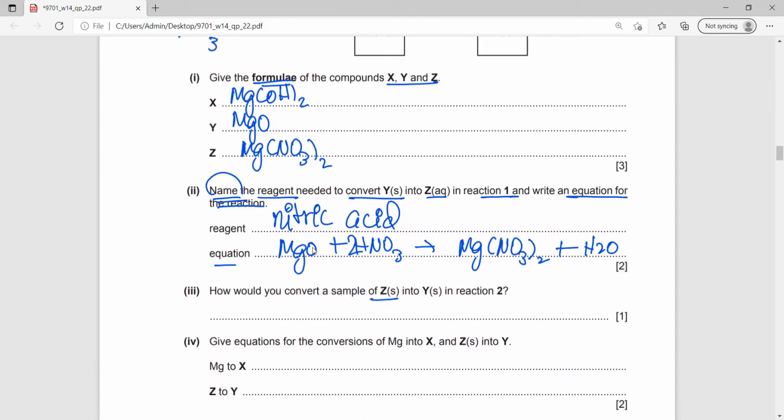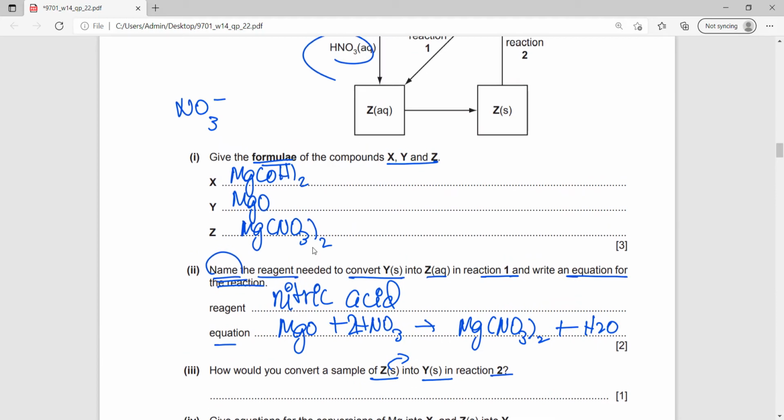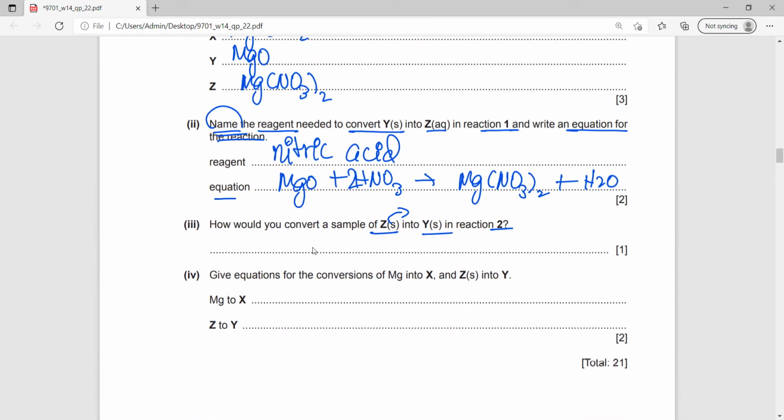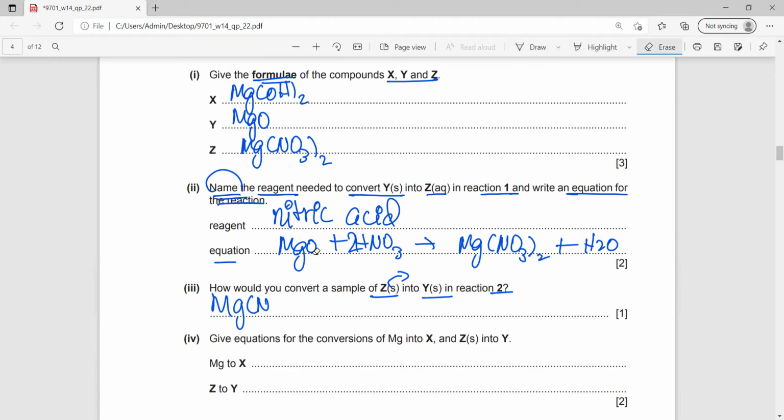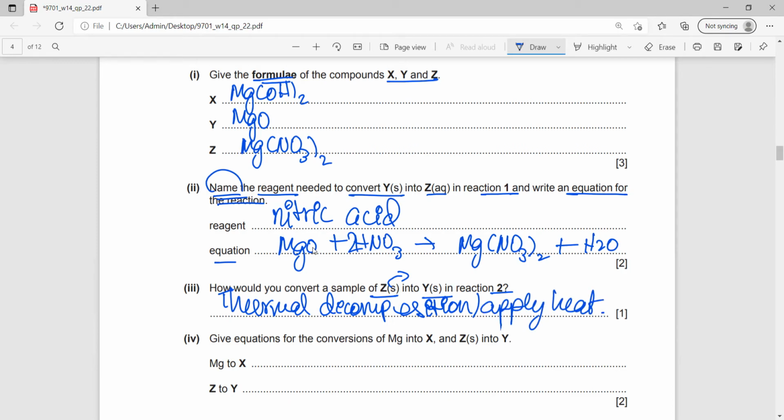How would you convert a sample of Z solid to Y solid in reaction 2? So Mg(NO3)2 solid to MgO. Oh, that's a thermal decomposition reaction. So they didn't ask for the reaction here, they're just asking for how would you convert it. So the answer would be thermal decomposition. Or in thermal decomposition, you just apply heat, so you just say apply heat. I believe either one should be acceptable.